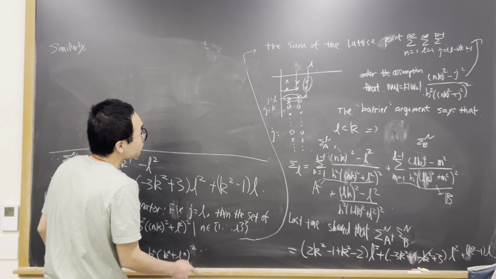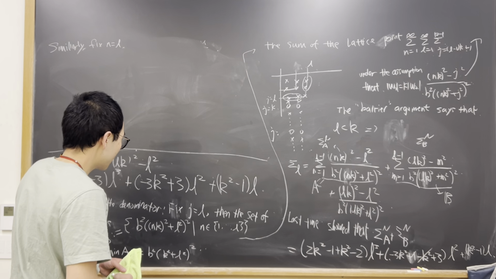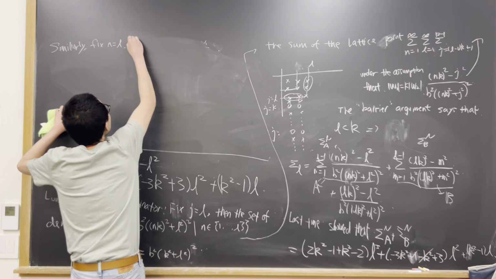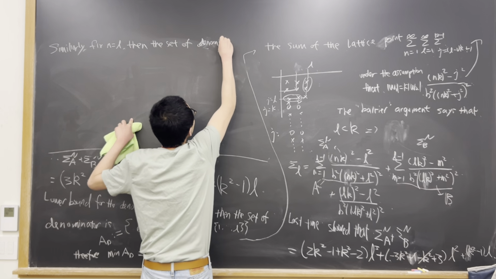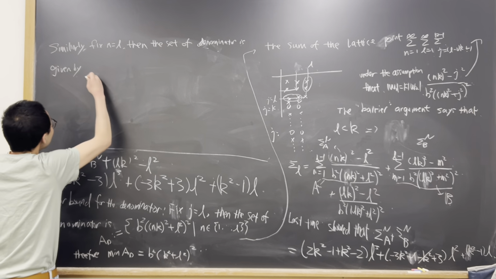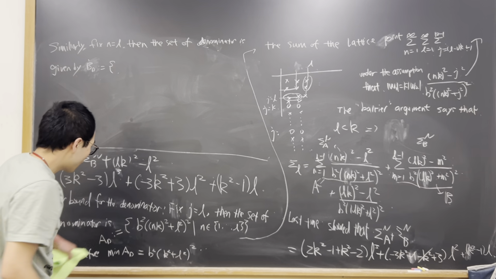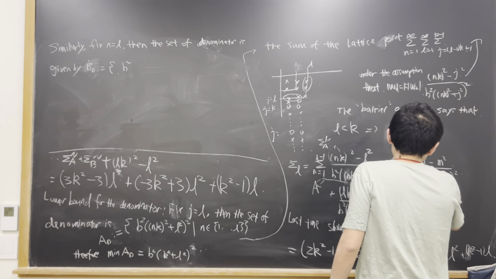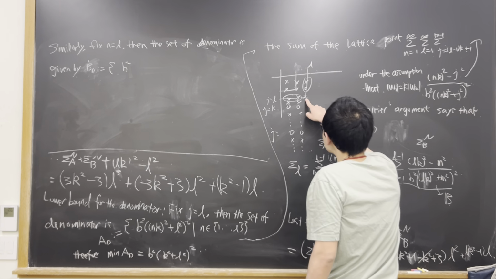So we fix n equal to L. Then the set of denominator is given by the BD, which is being defined as a set of b squared times... So now I'm fixing n equal to L, and then let m run from 1 to L. So here this is L minus 1, so I'm also adding the corner point.